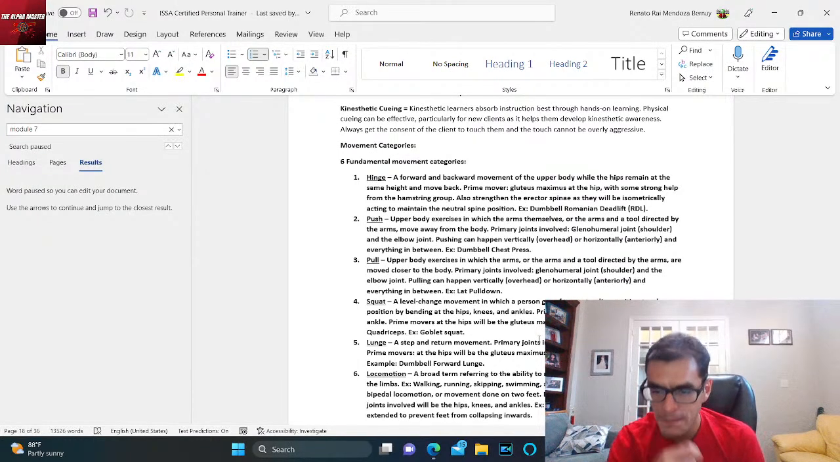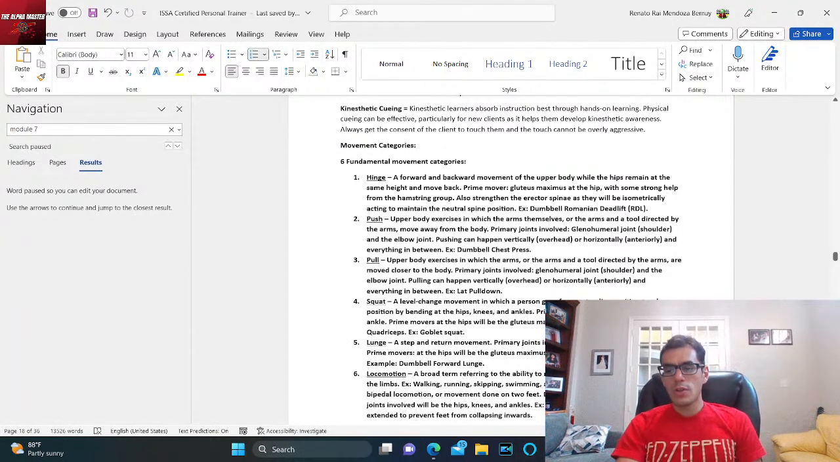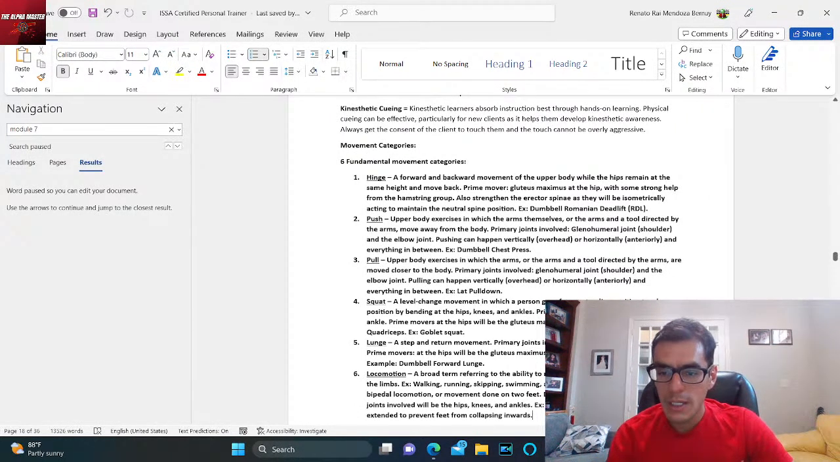Example is going to be farmer's carry. The shoulders need to be extended to prevent the feet from collapsing inward.